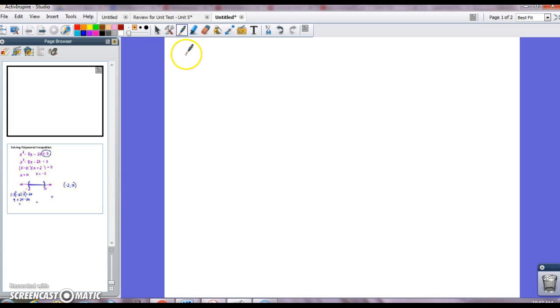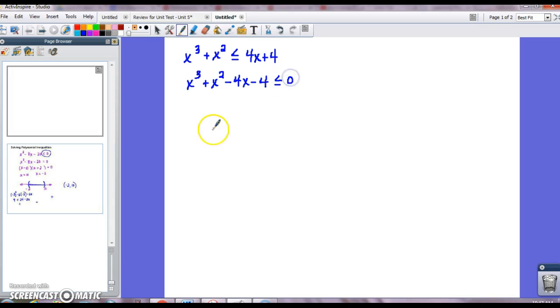We've got x cubed plus x squared is less than or equal to 4x plus 4. So in this case, I don't have everything on one side of my inequality, so I want to make sure that I move everything. So I have x cubed plus x squared minus 4x minus 4 is less than or equal to 0.